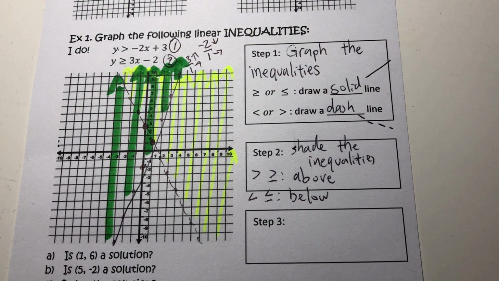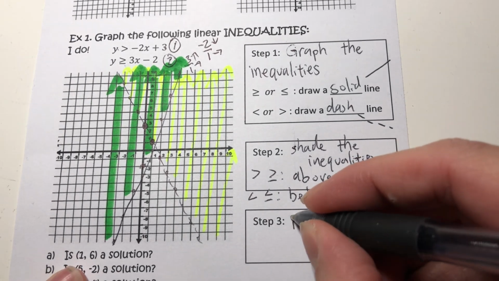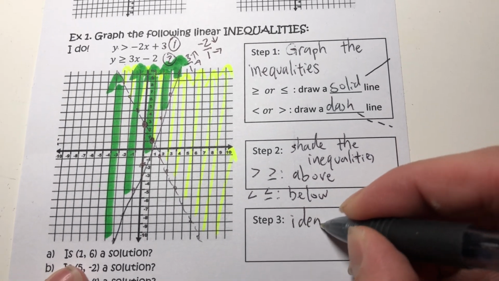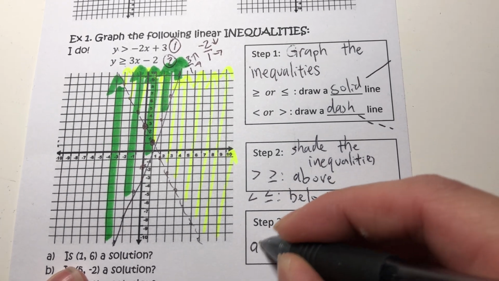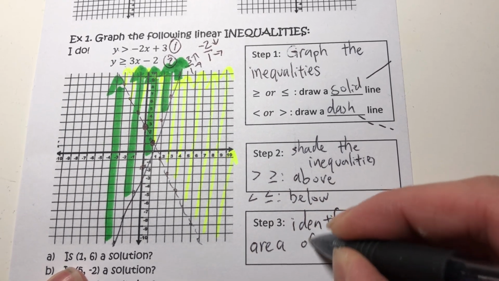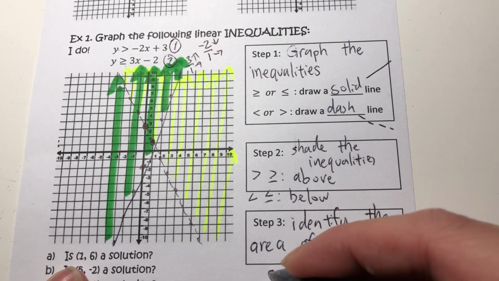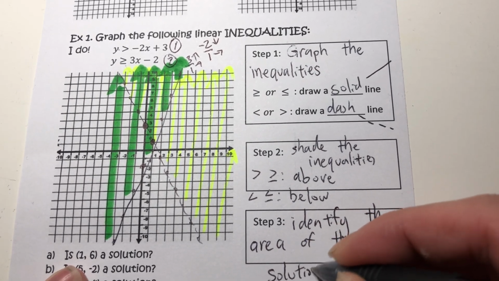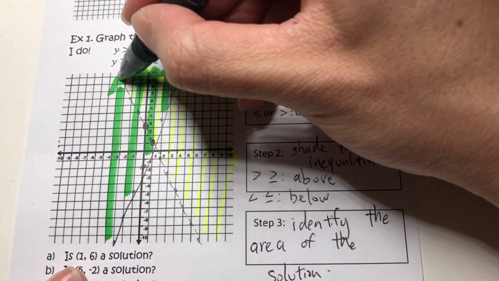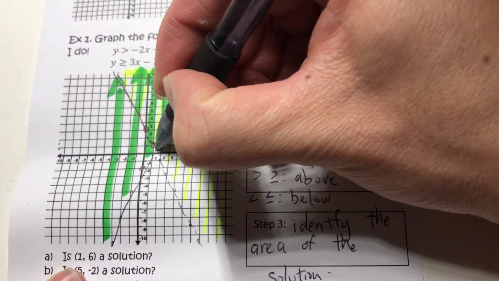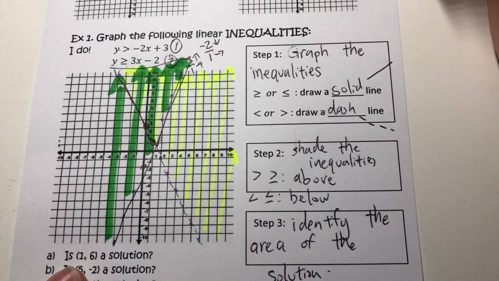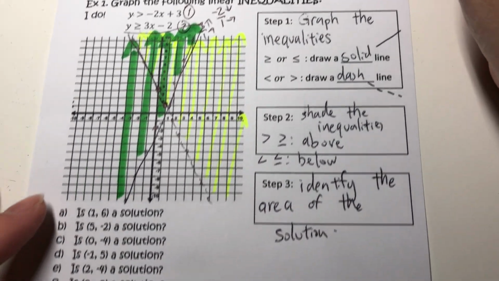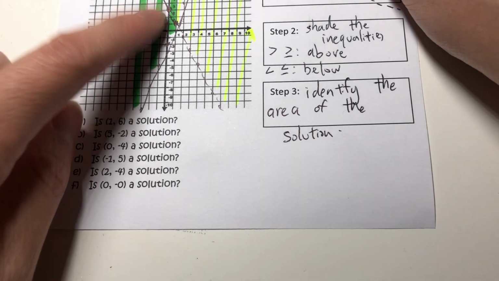Step 3 will be identify the area of the solution. It means that this area right here, where it's both yellow and green, that's going to be the area of our solution. And now we need to check whether these points are part of the solution.